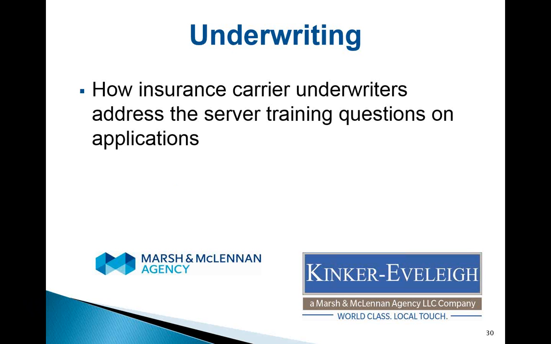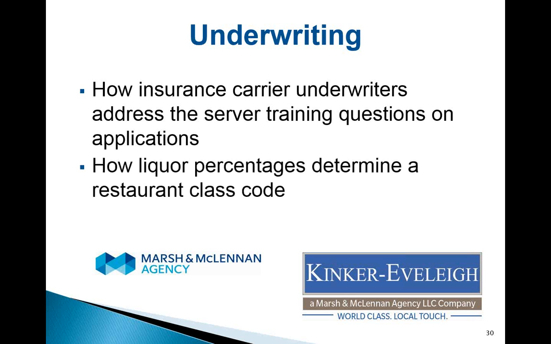On to how liquor percentages affect class codes. That's another popular question people ask. The rule of thumb usually is under 30% is good. Once you get up over that 30 to 75%, it gets a little shaky. Once over 75% liquor, that's pretty much a bar at that point. So obviously the higher up on the percentage you go, the tougher it is to underwrite, and the more scrutiny will be involved in that server training.